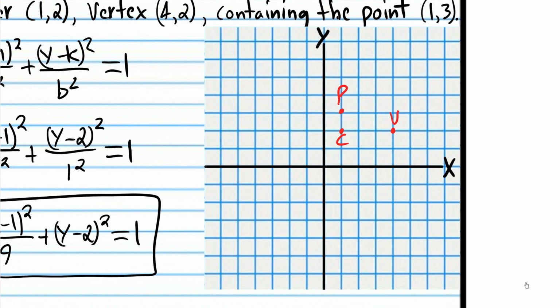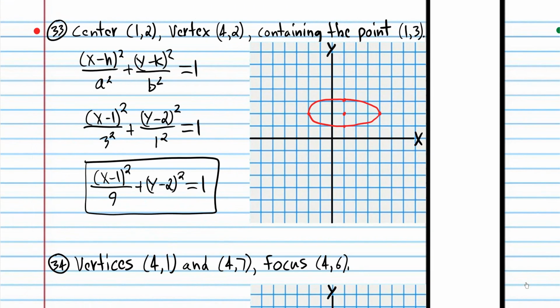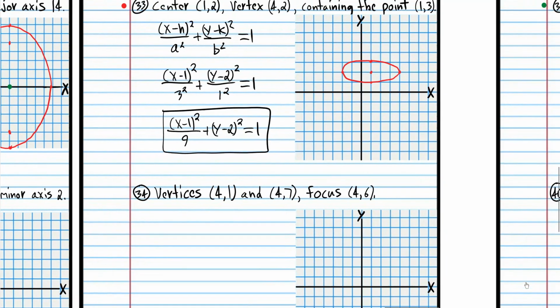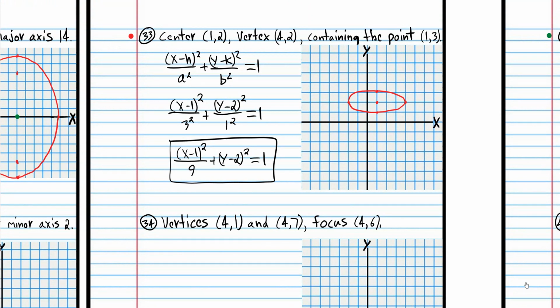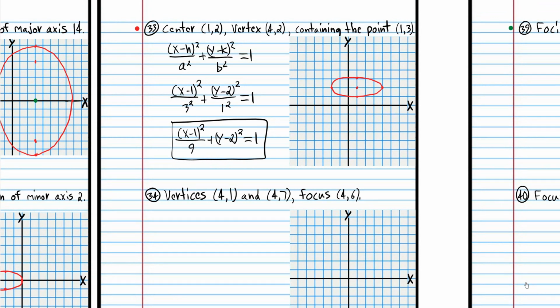And 1, 2, 3, we can draw the rest of the graph because the ellipse is symmetric. And here we go. Again, your picture doesn't have to be perfect. My ellipse is not perfect by any means, but I just want to say again, we don't really care if it's a perfect graph. That's not the point of this. Okay, so that was kind of a different problem because we were given the center.